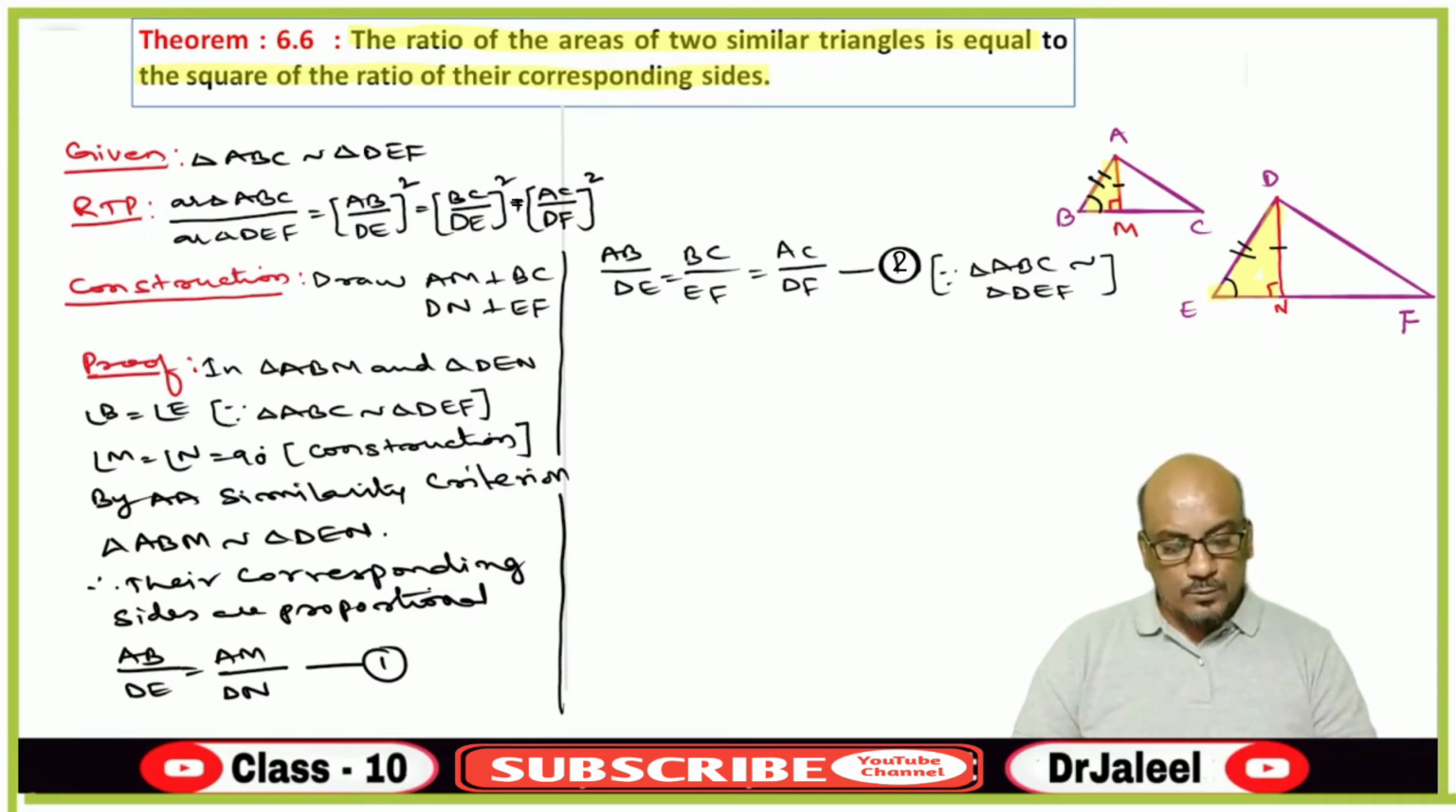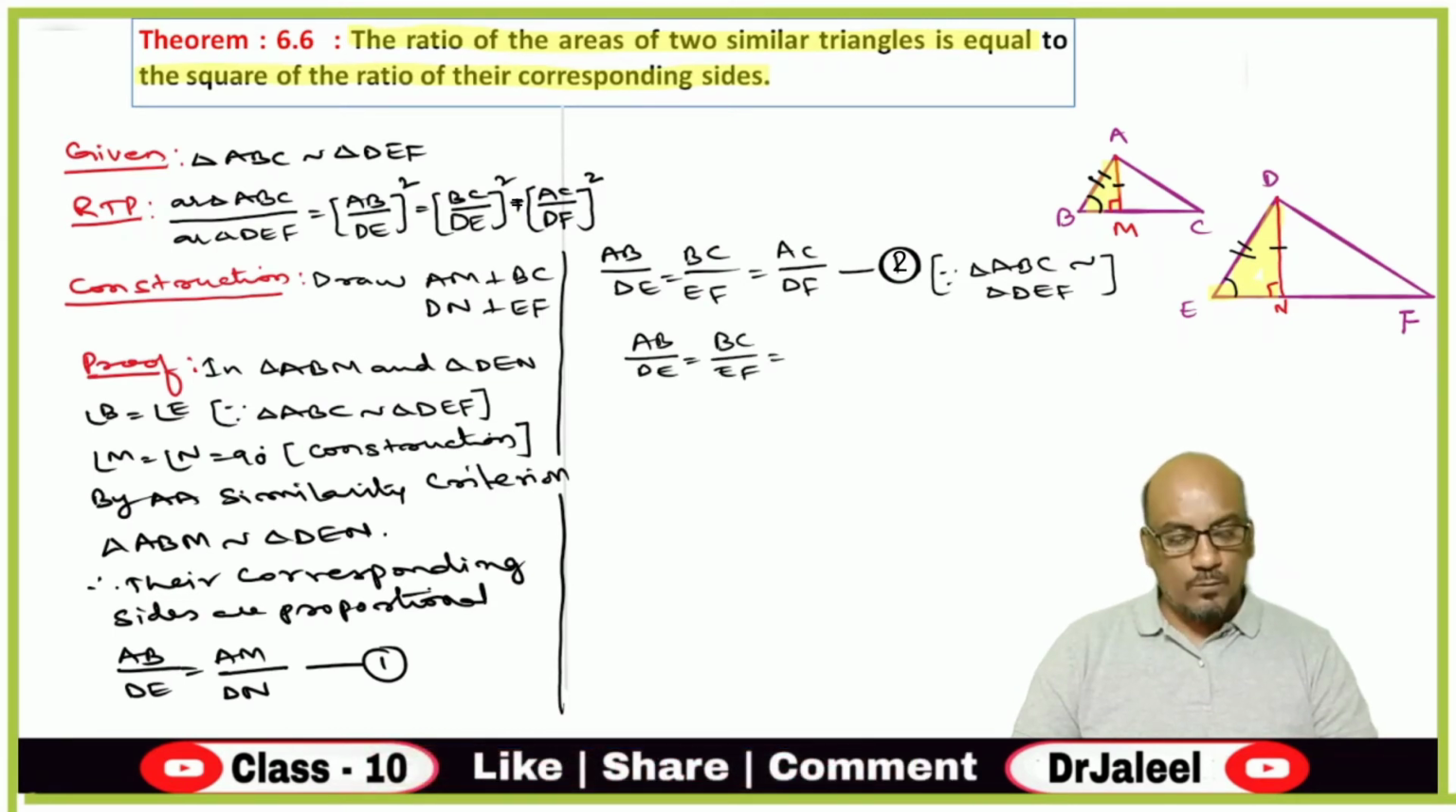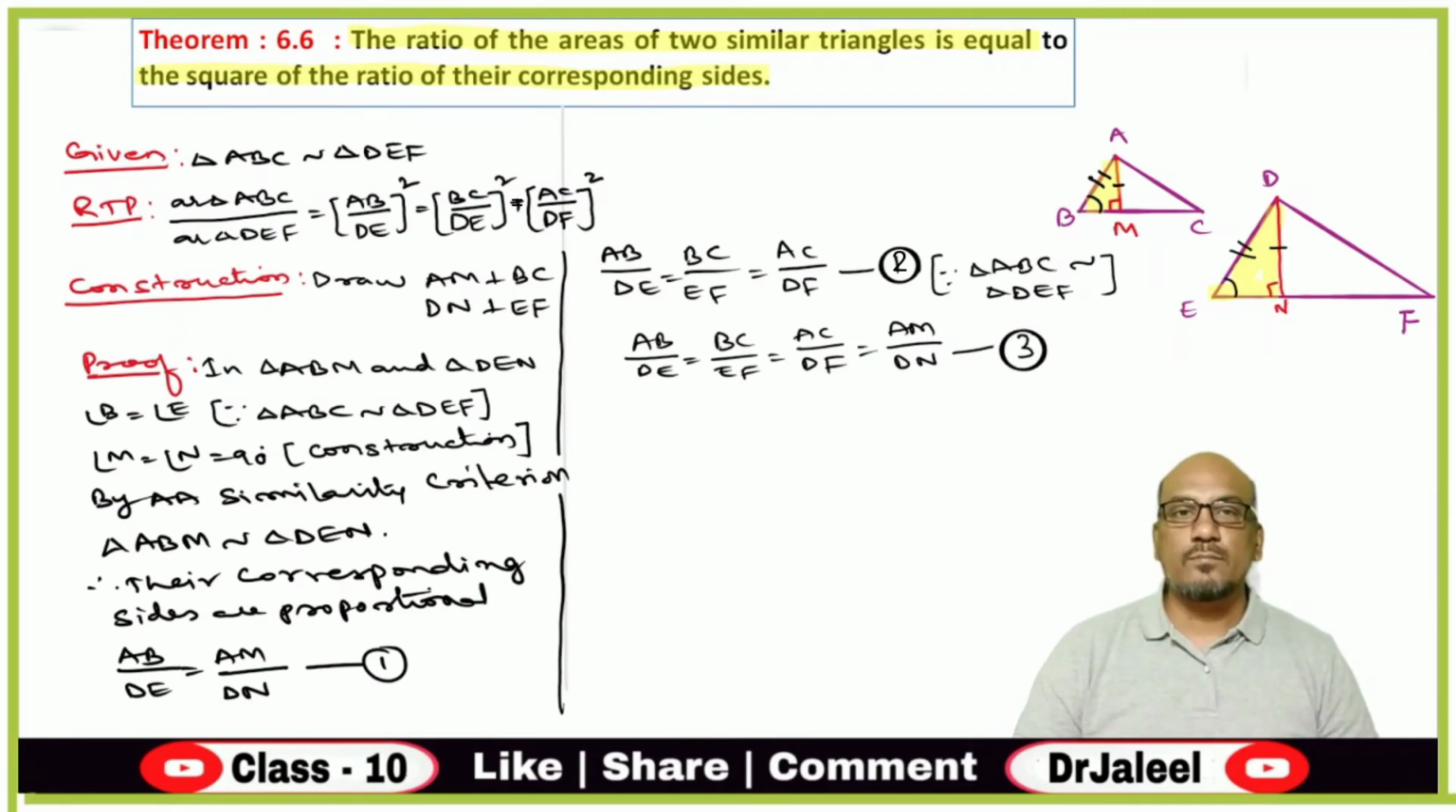So from 1 and 2, you can directly say AB by DE is equal to BC by EF is equal to AC by DF is equal to, now all these sides are also proportional to altitudes. What are the altitudes, children? AM by DN. This is going to be the third equation. I hope you have understood till this. Till here we have proven that the sides are proportional, we know, but even altitudes are proportional in similar triangles.